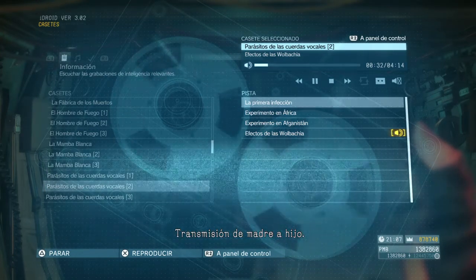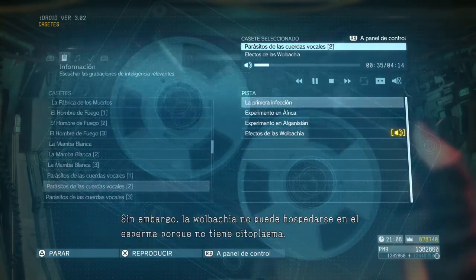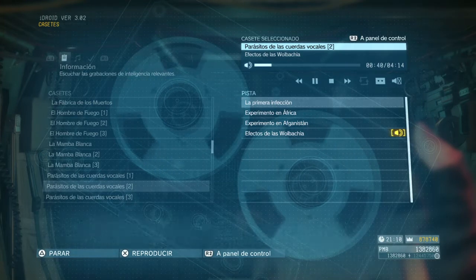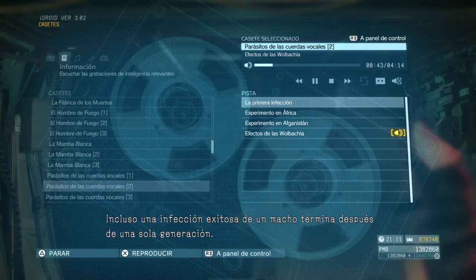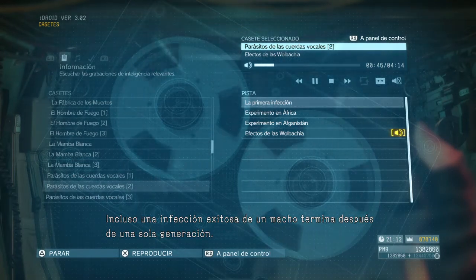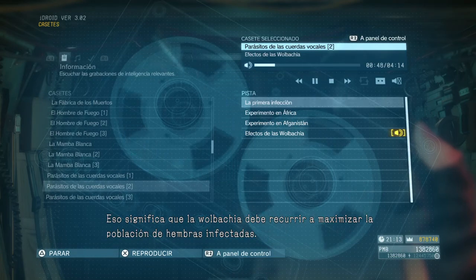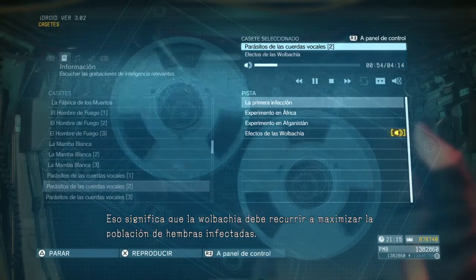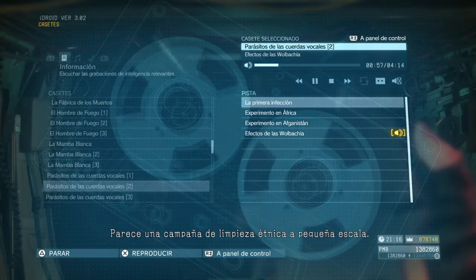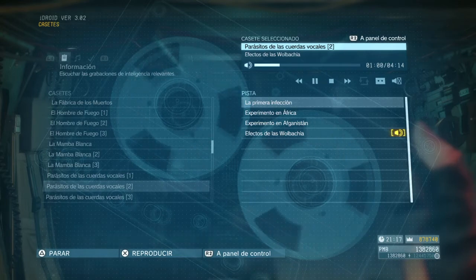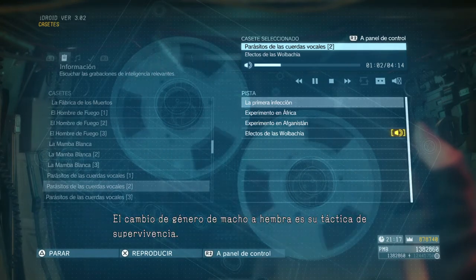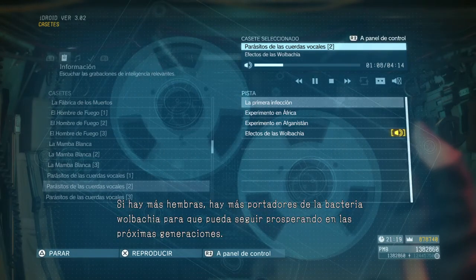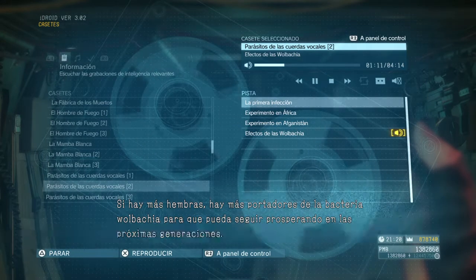Mother-to-child transmission. However, Wolbachia cannot nest in sperm because they do not have cytoplasm. So even a successful infection of a male ends after a single generation. This means the Wolbachia must resort to maximizing the population of infected females. Sounds like an ethnic cleansing campaign on a tiny scale. Gender change from male to female is their survival tactic. So more females means more Wolbachia carriers, so it can keep thriving in the following generations.